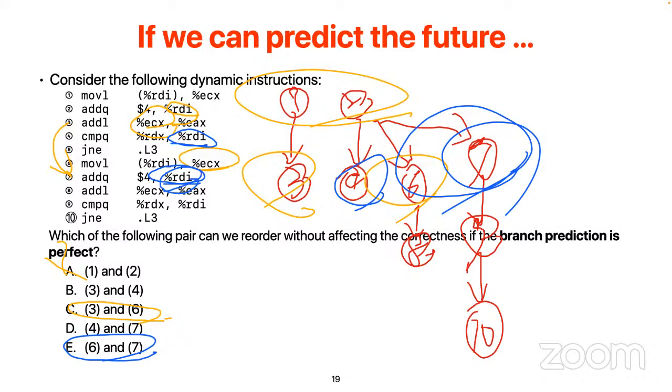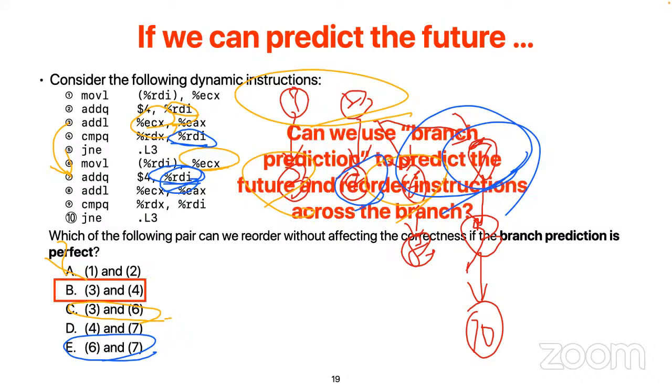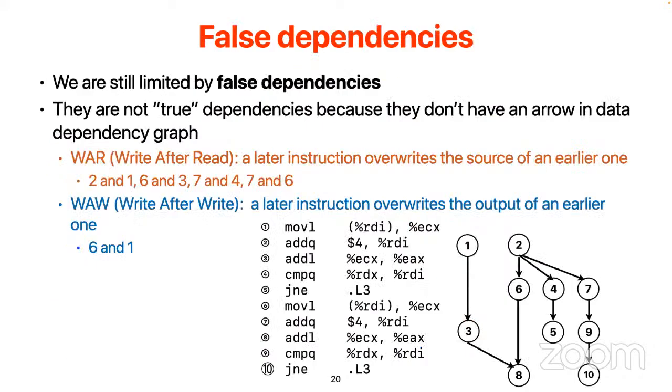So here's the thing. Even if we have a perfect branch predictor, even if we have the ability to reorder instructions just based on their data flow, there are still issues. We cannot reorder them because we have so-called false dependencies. There are two types of false dependencies.